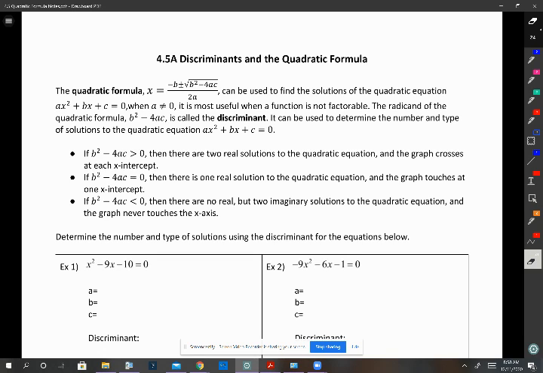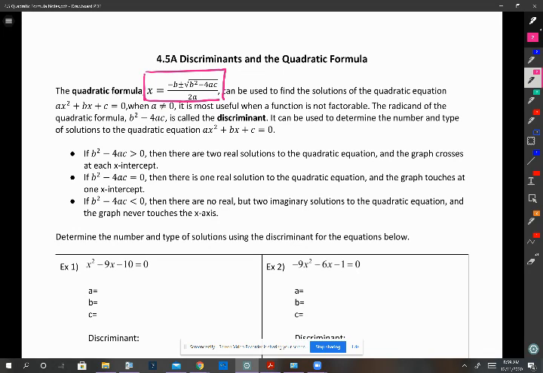So 4.5 is on the quadratic formula, and we're going to start off with the discriminant and then next time talk about how we're going to actually use the formula. The formula looks like this, which is kind of big and scary looking, but it actually is just calculator work. My formula is x is equal to negative b plus or minus the square root of b squared minus 4ac all over 2a.